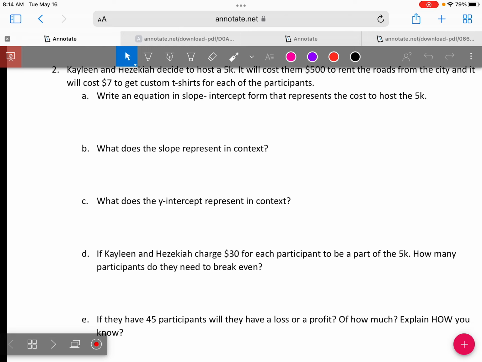I put them in the hanging file as well, so I do have plenty of copies if you need another copy. All right.